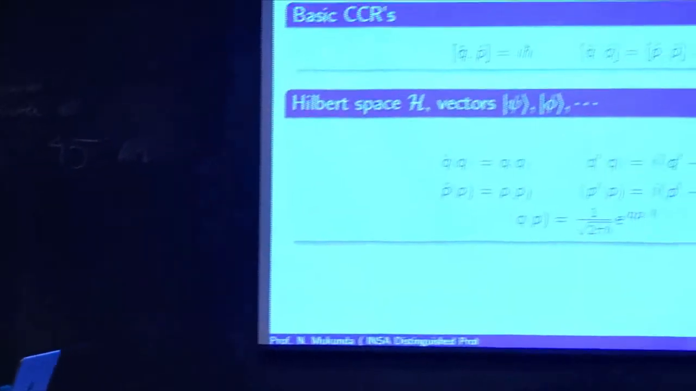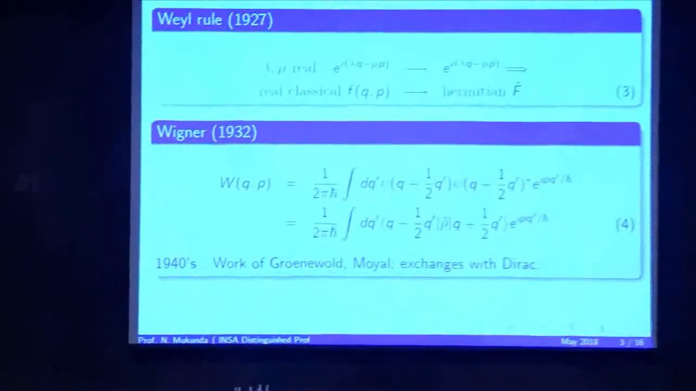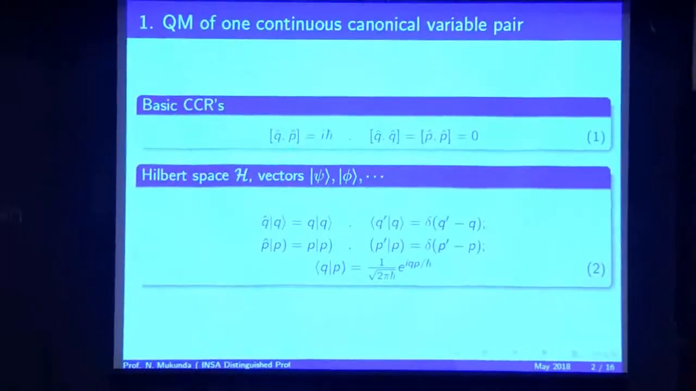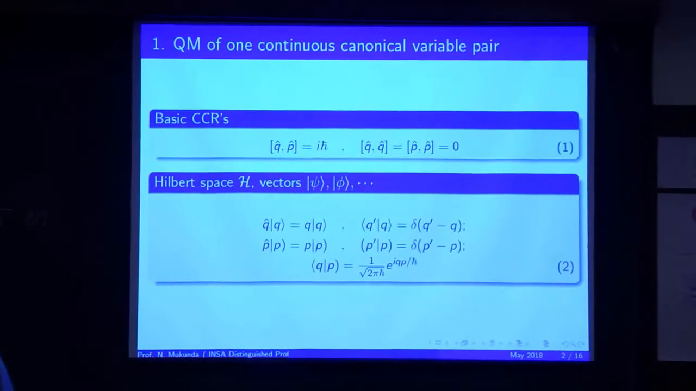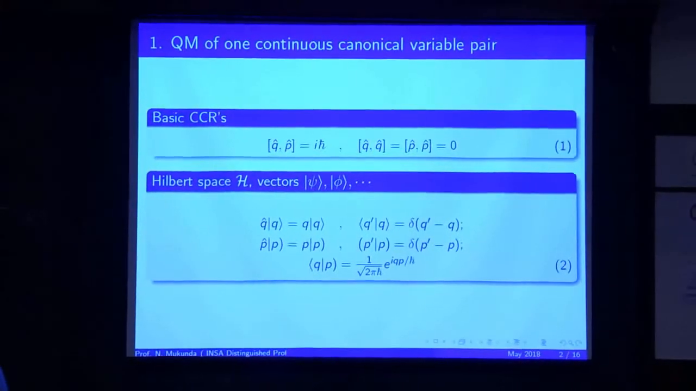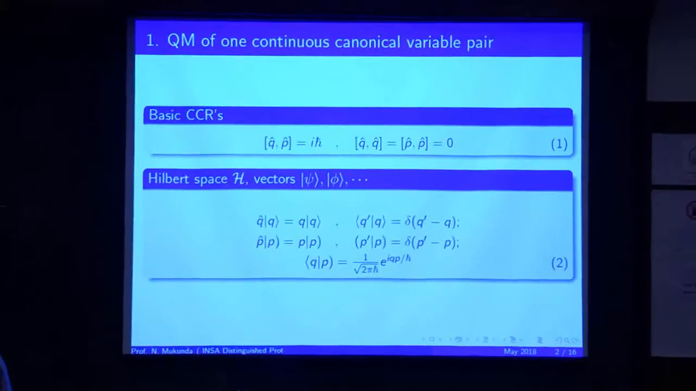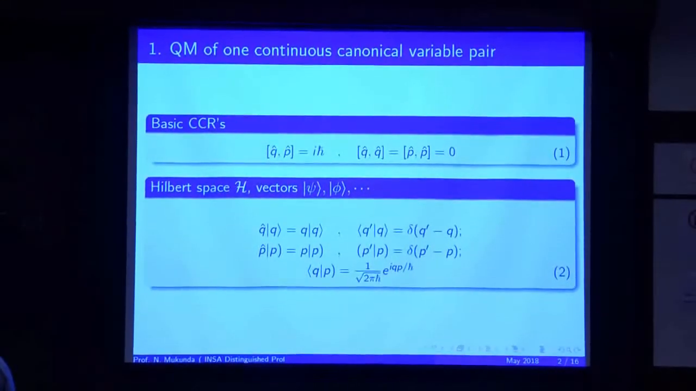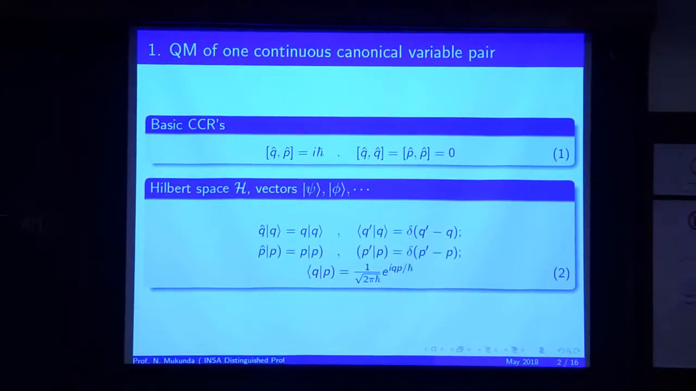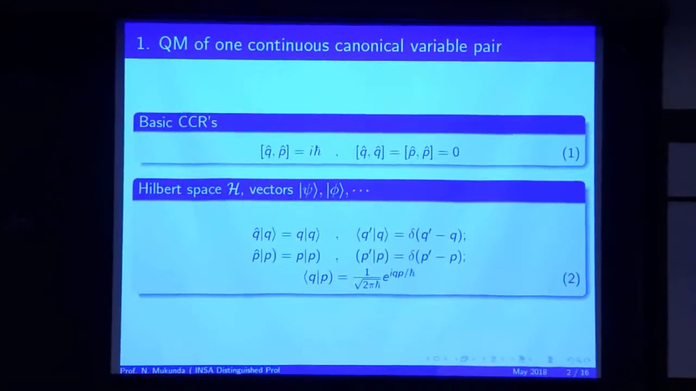For one Cartesian degree of freedom in quantum mechanics, we have basic position and momentum operators, Q and P, obeying the standard canonical commutation relations. Q commutated with P is i h bar, and the other two are 0. I depart from Professor Garg's notation. For me, carets are operators. Just bear with me for a little while.